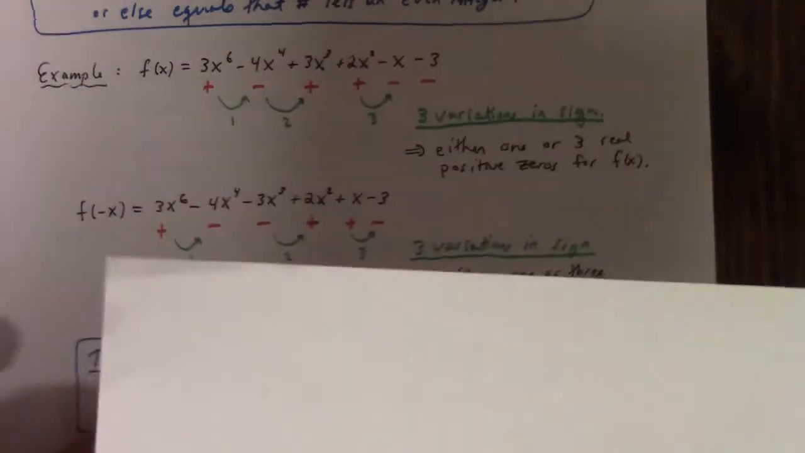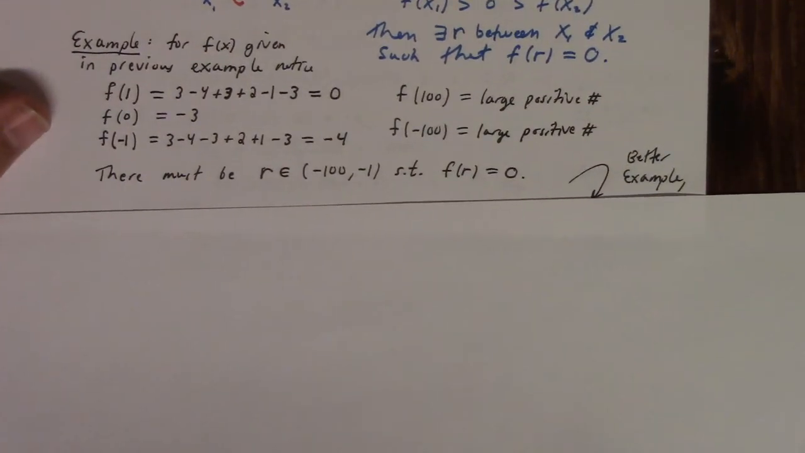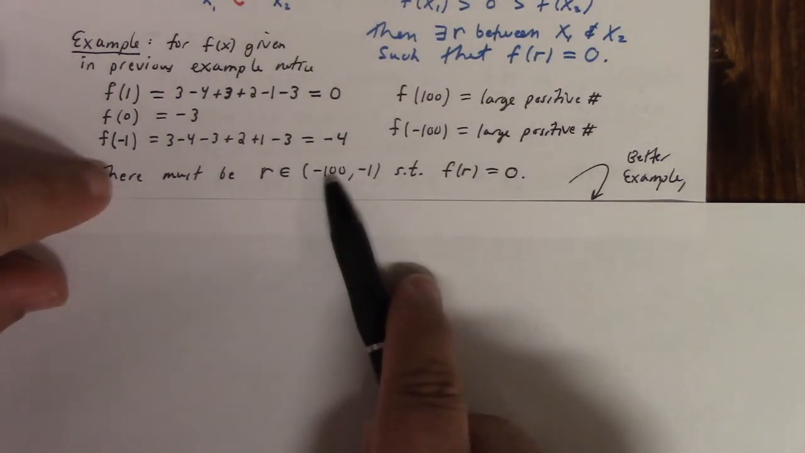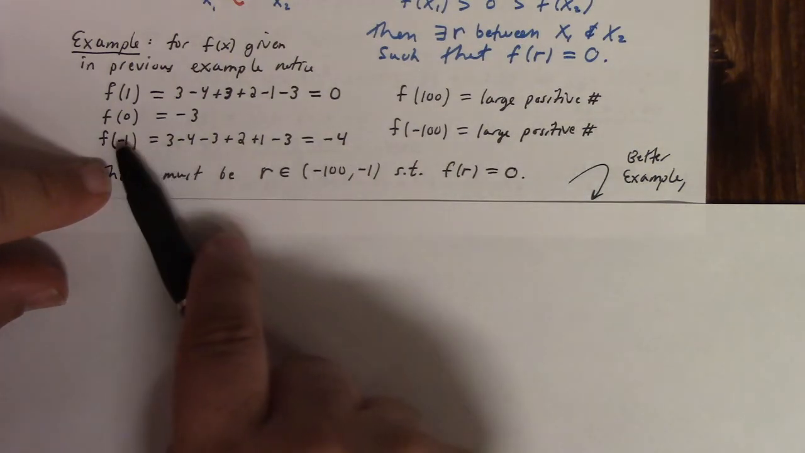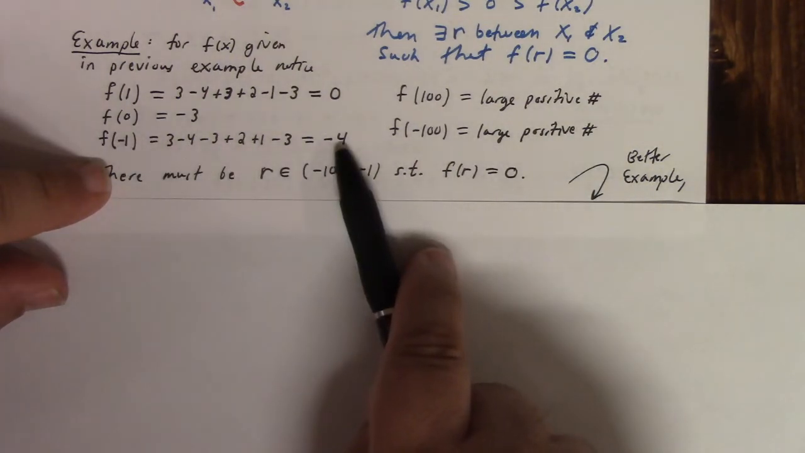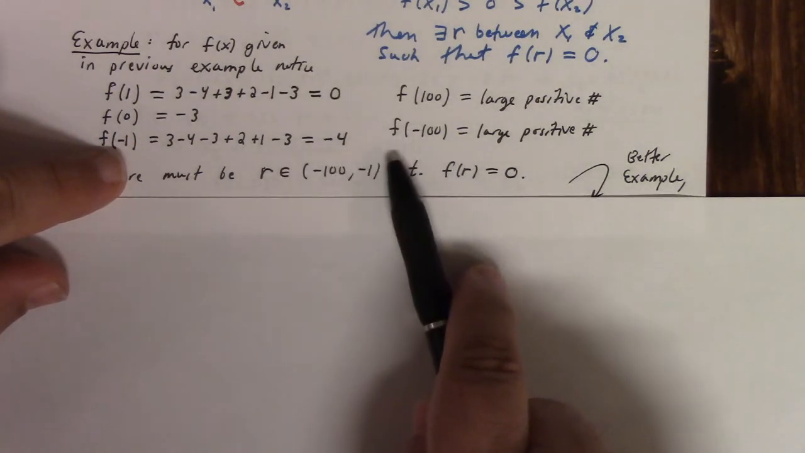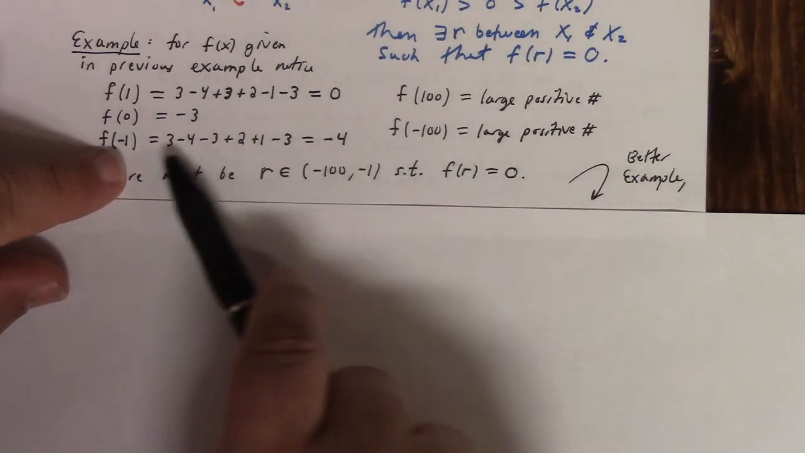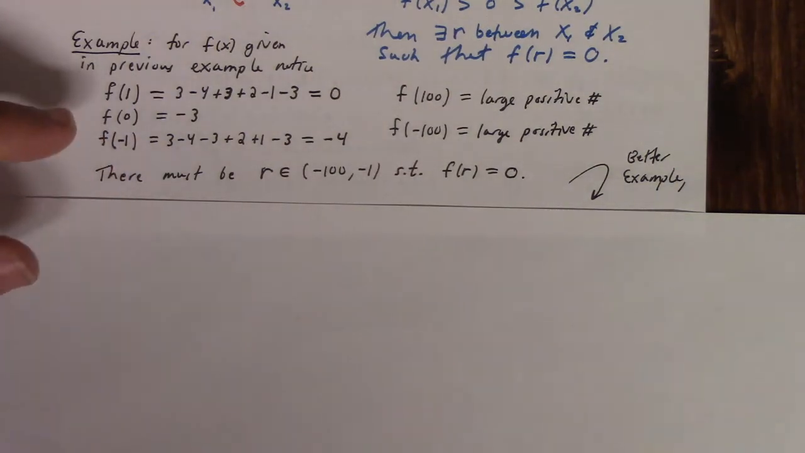And so because of that, without even doing any more calculator work, I could tell from the intermediate value theorem that there has to be some r between minus 100 and minus 1. Because f of minus 100 is a large positive number, and f of minus 1 is minus 4, right? So somewhere between minus 1 and minus 100, there's got to be a place where it goes to 0, because it's changing from minus to plus in this interval. Okay, well, I don't think that's a great example.